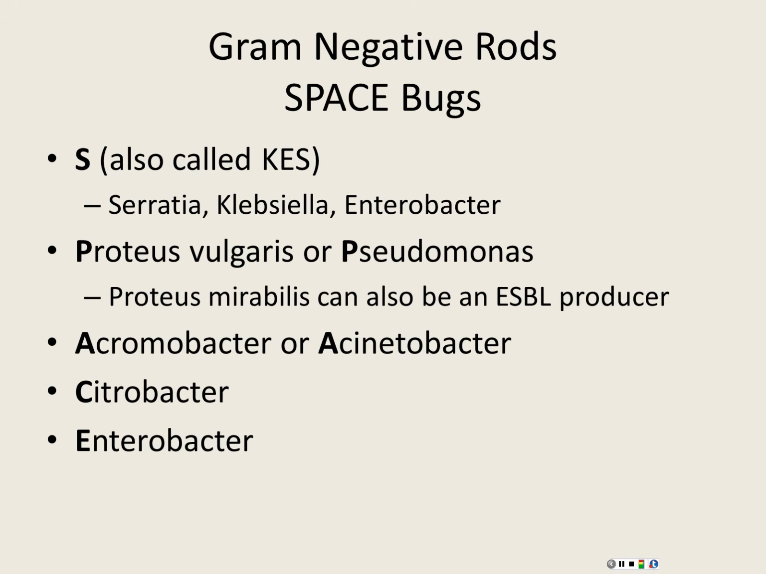So the SPACE stands for S for Serratia, which you can also call KES. And so that's Serratia, Klebsiella, Enterobacter. The P stands for either Proteus vulgaris or Pseudomonas. And really that depends on whether or not we're trying to limit this acronym to the Enterobacteriaceae family or not. Pseudomonas is technically not a part of the Enterobacteriaceae family. I guess, while we're at it, you can throw Proteus mirabilis into the P's too, because it has been known to produce ESBLs as well. Achromobacter and Acinetobacter are the A's, Citrobacter and Enterobacter.